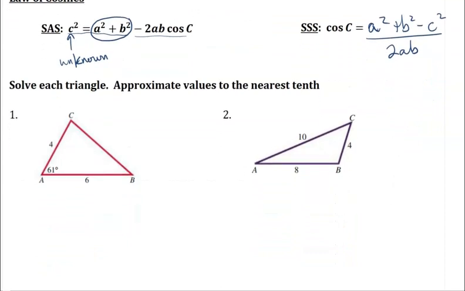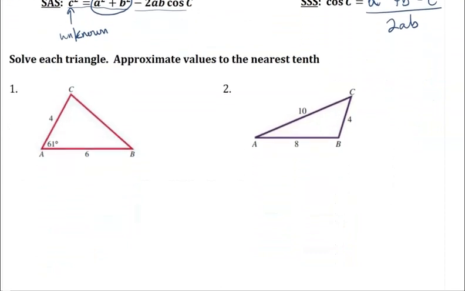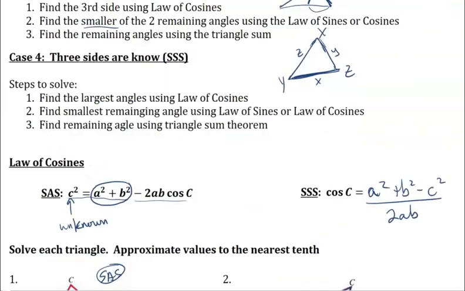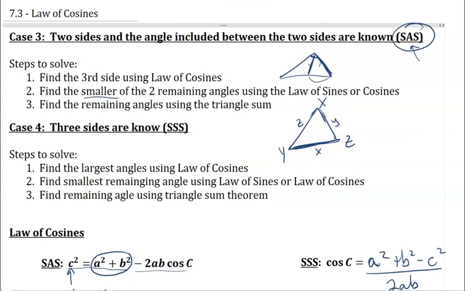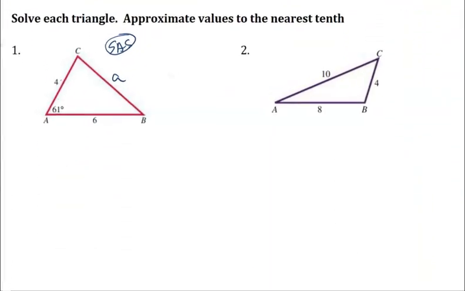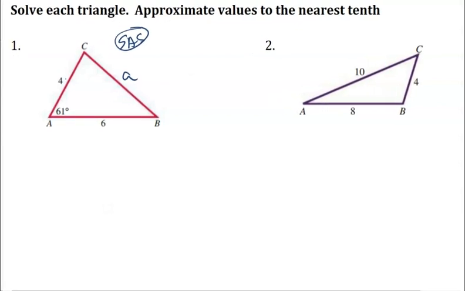All right, so let's go ahead and apply these. We've got a couple of triangles here. This one is a side-angle-side situation because we have two sides and we know the angle between them. So I'm going to label the side across from angle A as lowercase a. Remember, our steps say we find the third side using law of cosines, and then we're going to find the smaller of the remaining angles.